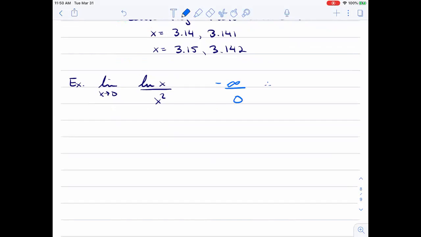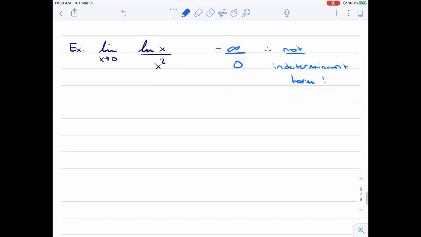This is not indeterminate form. Can't use L'Hopital's rule.